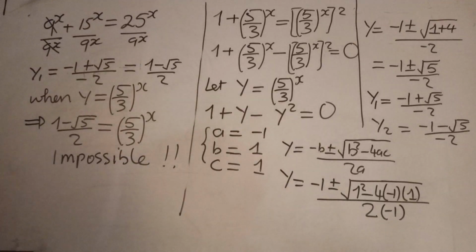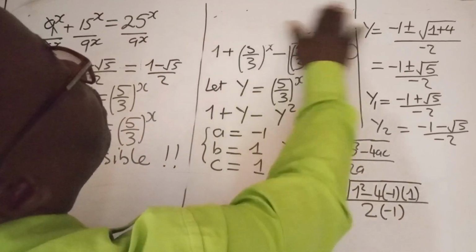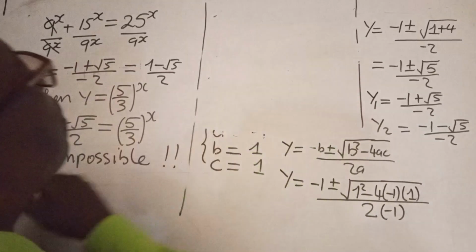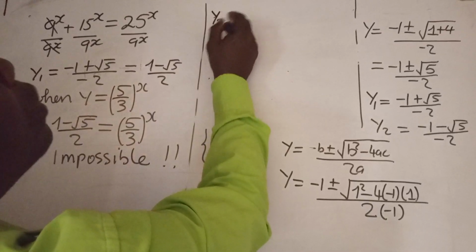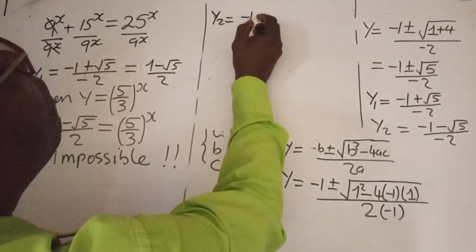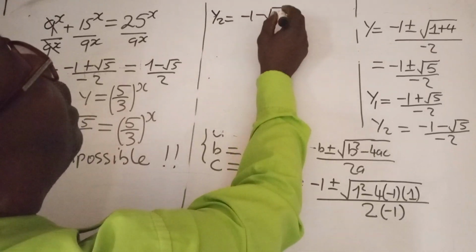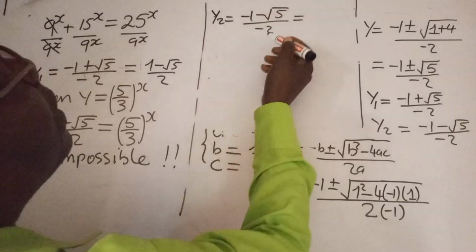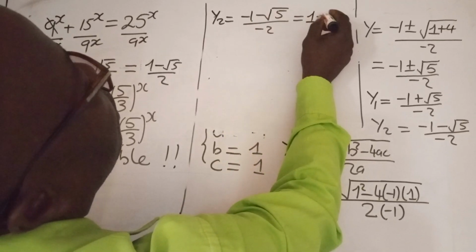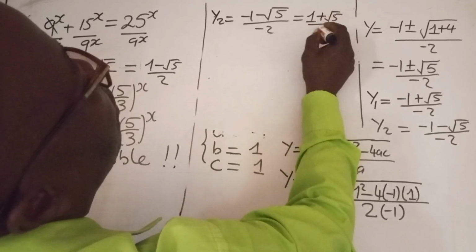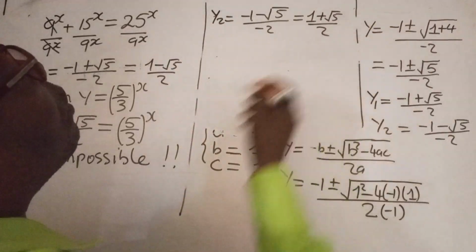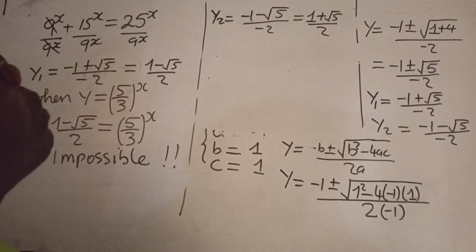Now let's look at the other one. When we have y2 is equal to -1 minus root 5 all over -2. Again, if we multiply numerator and denominator by negative, we're going to have +1 plus root 5 all over 2. So y2 is 1 plus root 5 all over 2, which is clearly a positive quantity.